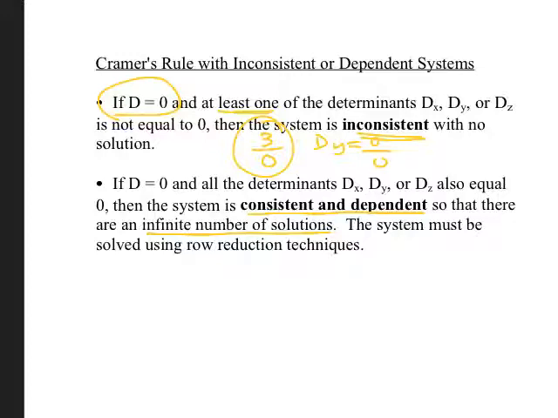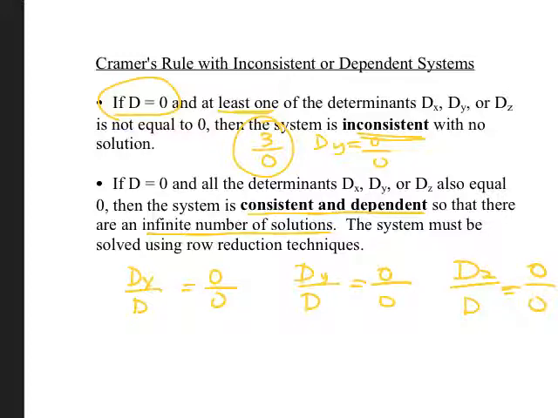The second situation is when it's consistent but dependent, which means there's an infinite number of solutions. This means all determinants are 0. So you end up with d sub x over d. Both of these are zeros. Likewise, d sub y over d. Both are zeros. And d sub z over d. Both are zeros. Or, if it's 2 by 2, and they're all zeros, then it's consistent and dependent, and we have infinite solutions. So be on the lookout for those two situations.